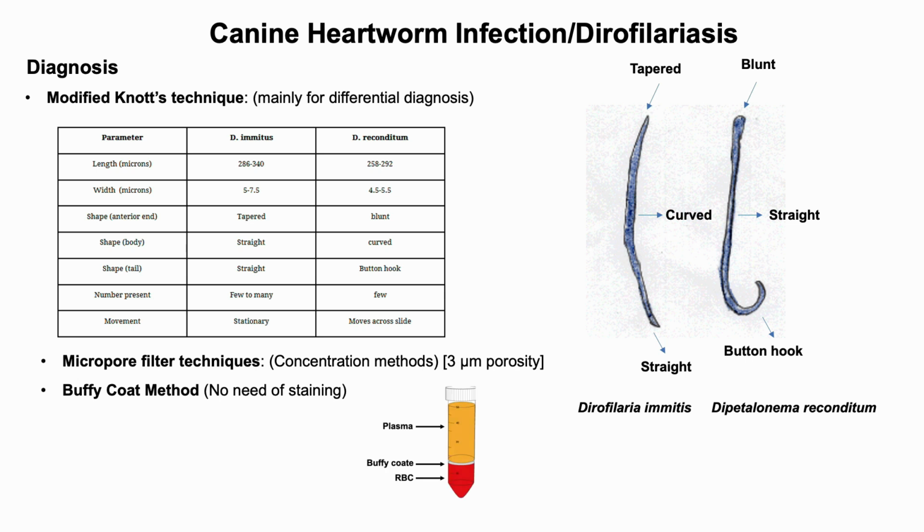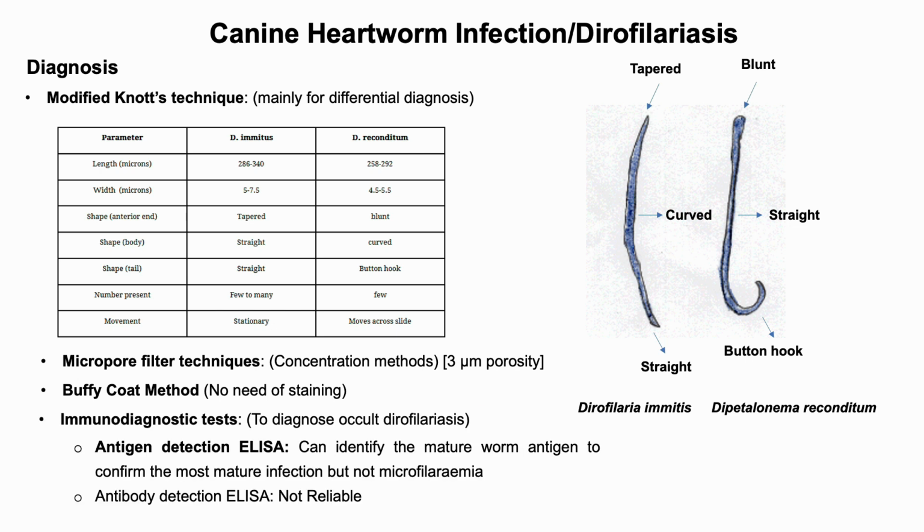Examination of the buffy coat can also be tried for the detection of Microfilaria. Antigen detection ELISA can identify the mature worm antigen but not the Microfilaria. It is noted that the Microfilaria may not be detected in 5 to 20% of Dirofilaria infected dogs. Therefore, clinical history, clinical signs, and thoracic radiograph along with electrocardiography are recommended.